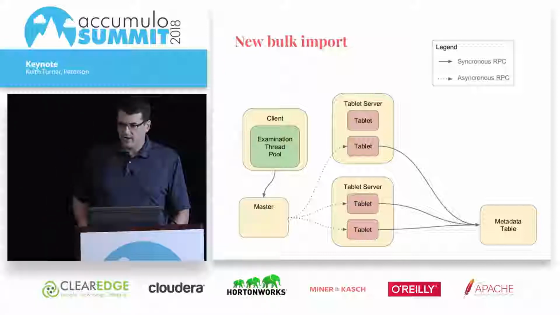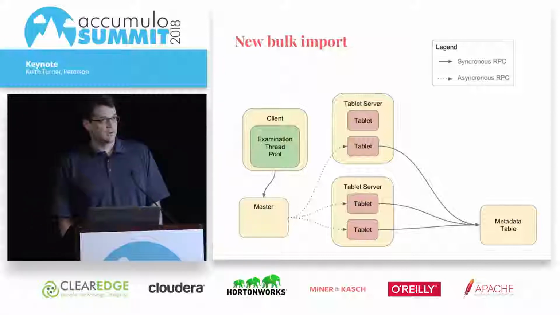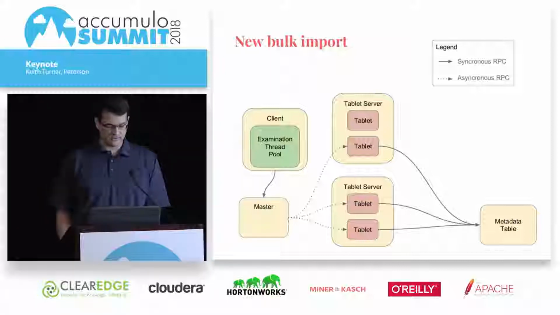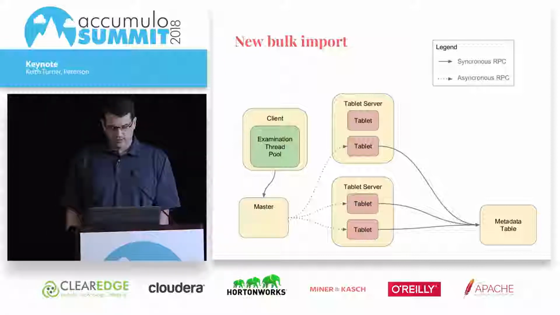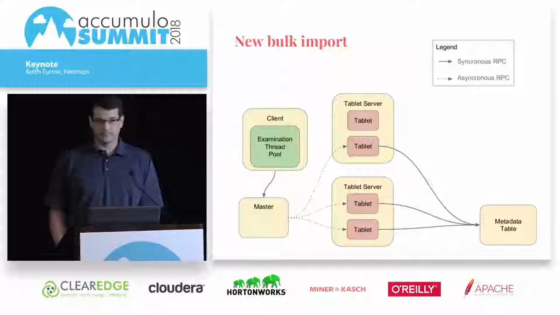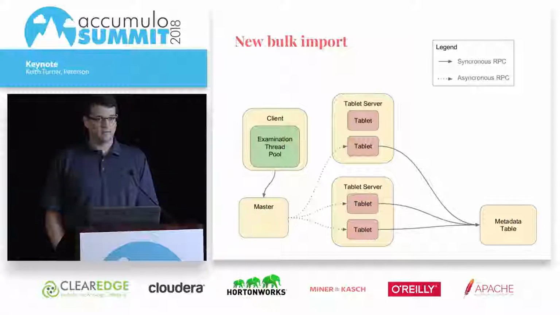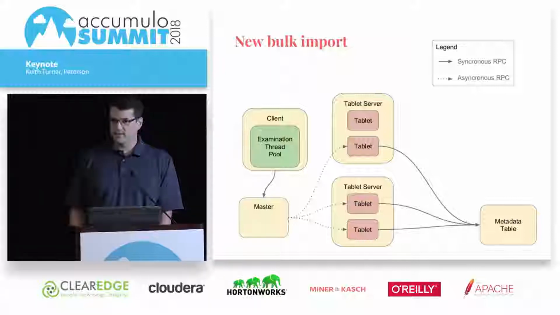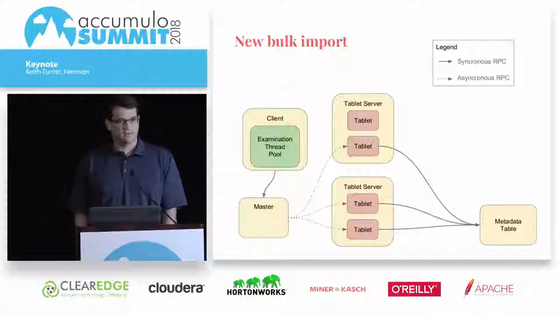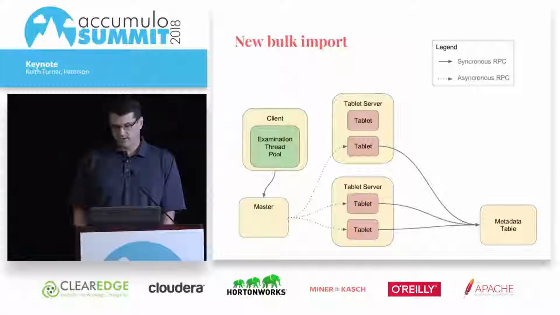So the client examines the files. It figures out the mapping of files to tablets. Once it's determined that mapping, it sends it to the master. Now the master gets that information and it no longer has to do the examination. As a result, it has all the information it needs up front. So instead of making all these synchronous remote procedure calls, it makes a lot of asynchronous remote procedure calls to ask tablets to load files.